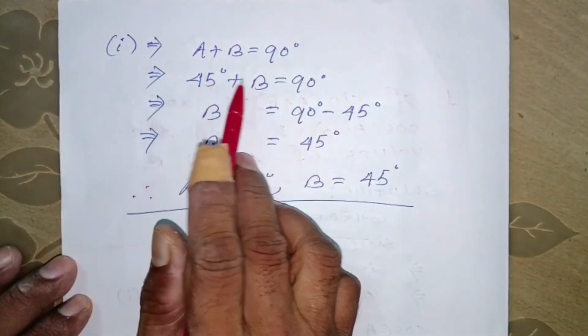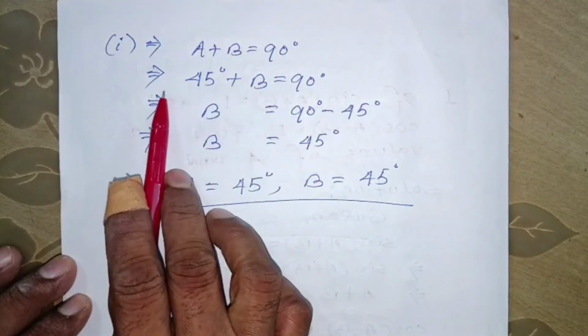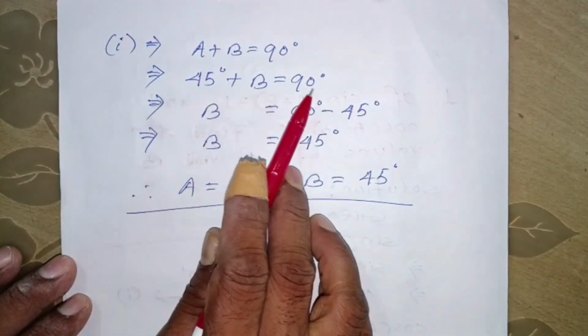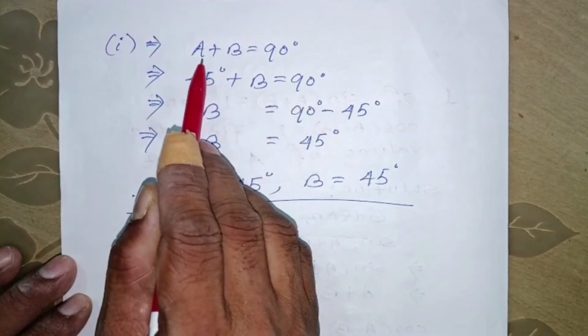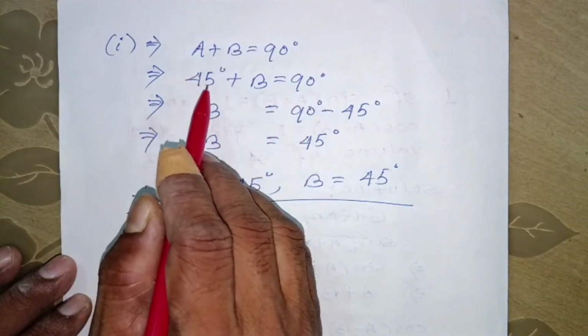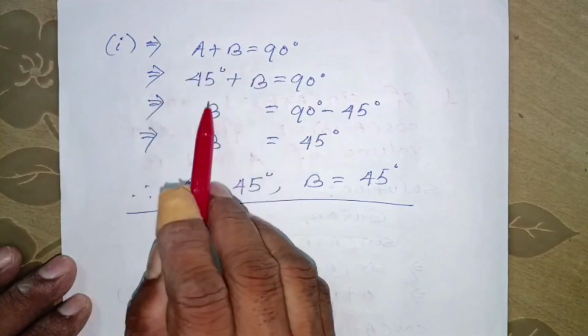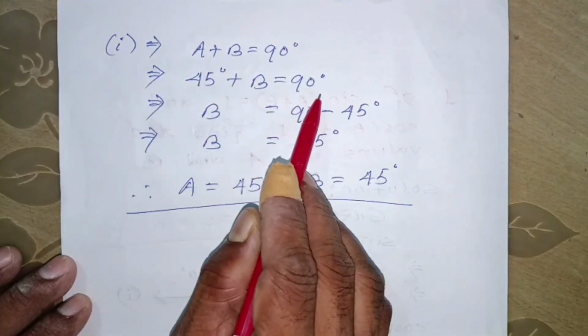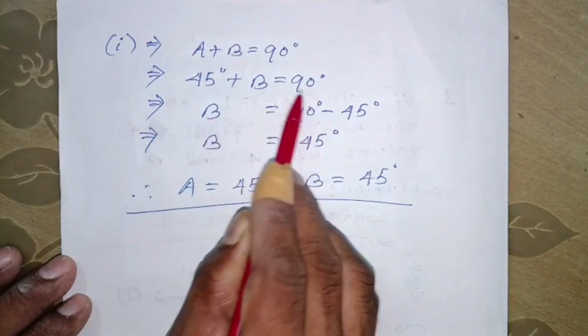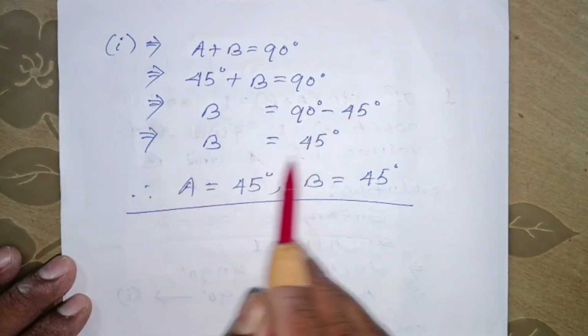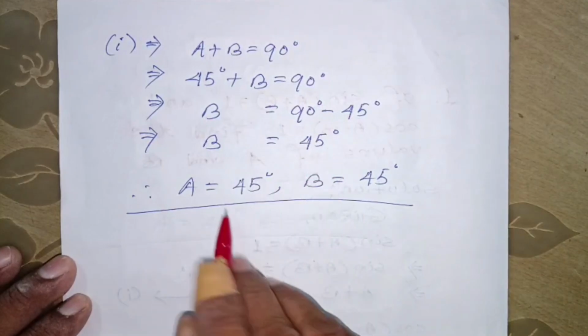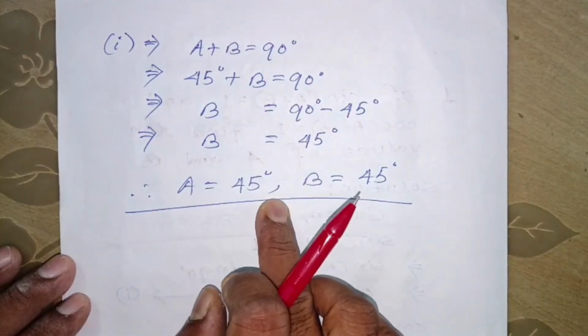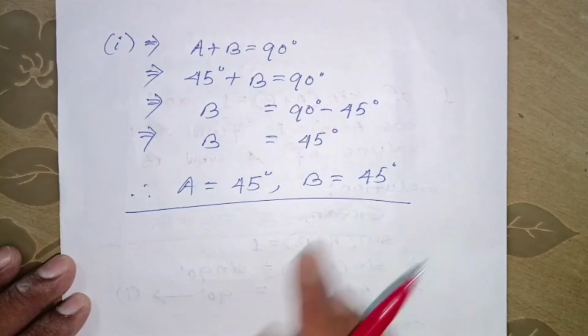Now equation 1 implies a + b = 90 degree. It implies 45 degree + b = 90 degree. That is substituting the value of a as 45 degree in equation 1: 45 degree + b = 90 degree. It implies b = 90 degree - 45 degree. That is b = 45 degree. Therefore, the value of a = 45 degree and the value of b = 45 degree.